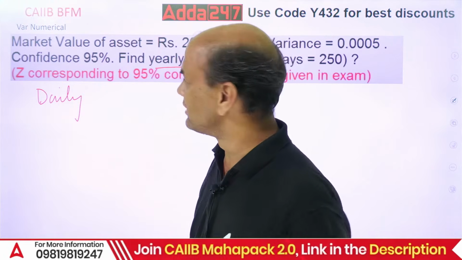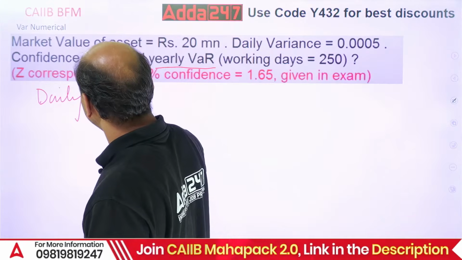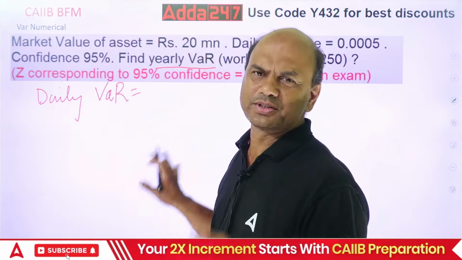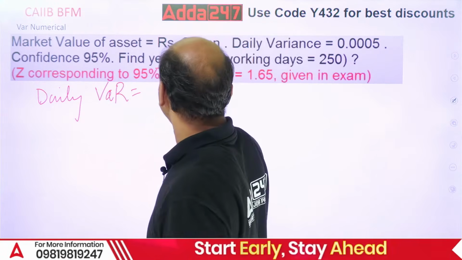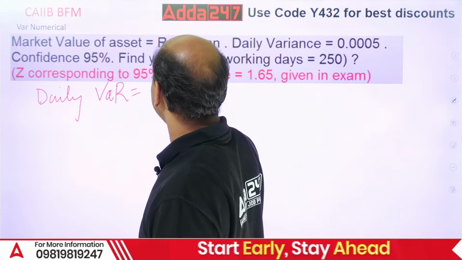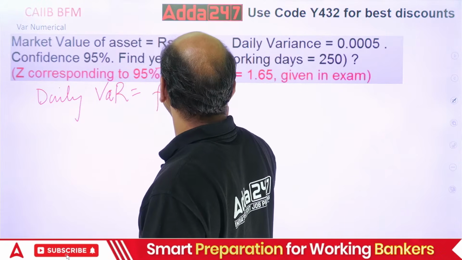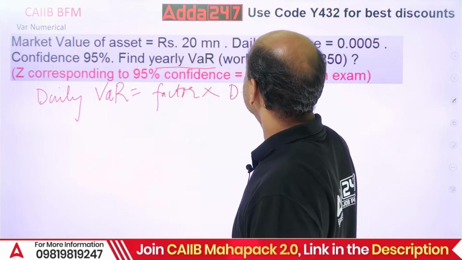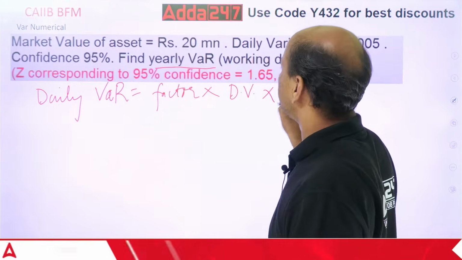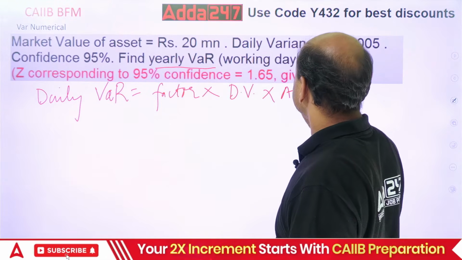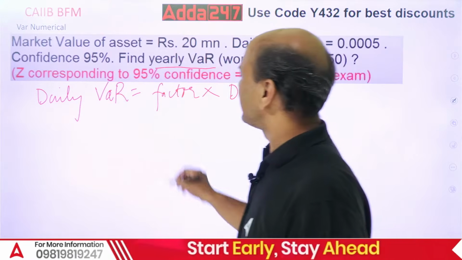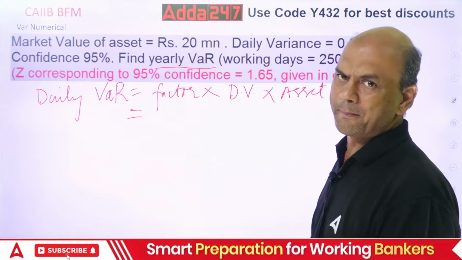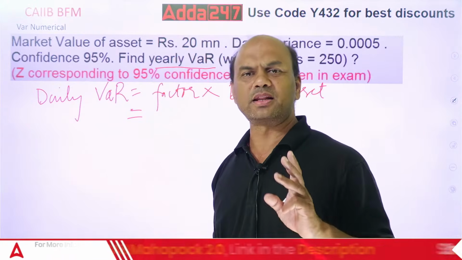So now, daily VAR you wanted. What is the formula for daily VAR? Again you will say very easy once you do it. It is the factor given, multiplied by the daily variance, dV, into your corpus, the asset value. So what is the factor given? This factor will be given to you in the exam: 1.65.